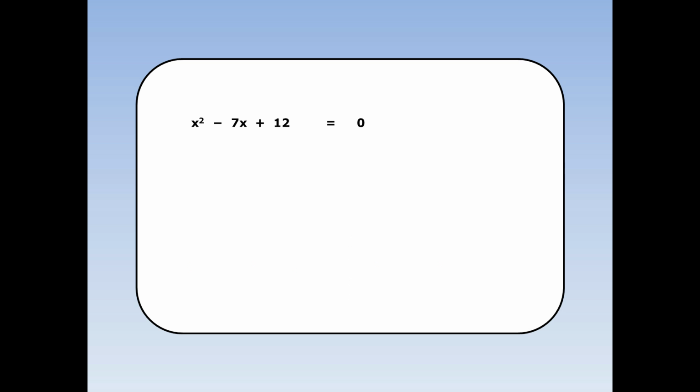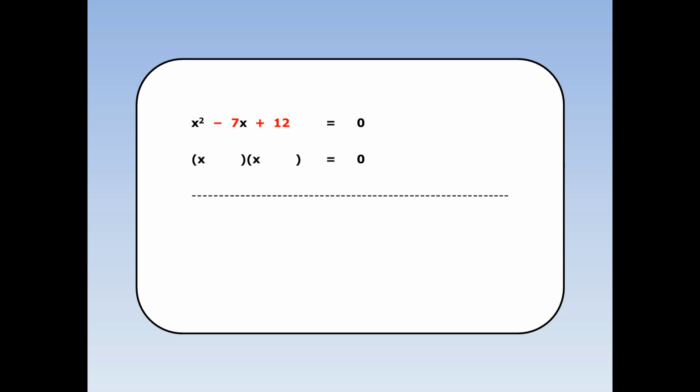x squared minus 7x plus 12 equals 0. So something squared minus 7 times something plus 12 equals 0. And there'll be two answers. If we're going to do it by factorisation, we need to put it into double brackets. Now as I've got a single x squared at the front, I can straight away put down double brackets with an x at the front of both of them.